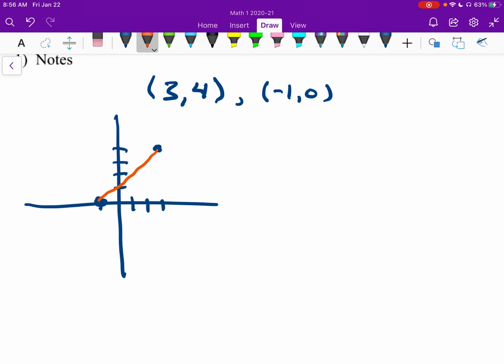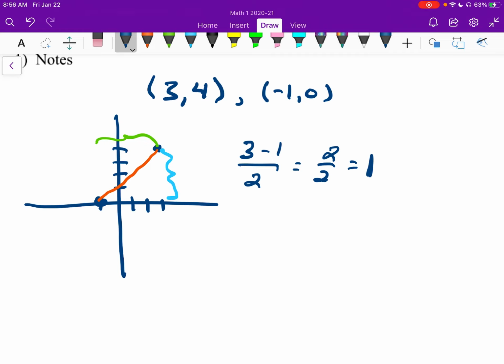The way we're going to do that is we're going to take the x's and find what is right in the middle of them. Then we're going to look at our y's and find the middle of the y's. To find the middle, we could use a different word: we're going to find the average, the mean. So I'm going to take my x's, add them up, and divide by 2. So 3 plus -1 is 3 minus 1, over 2. That gives me 2 over 2, which is 1. That's my x value.